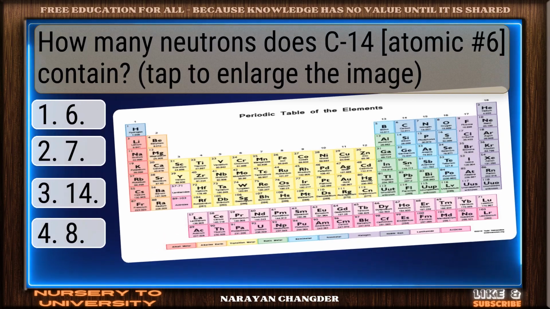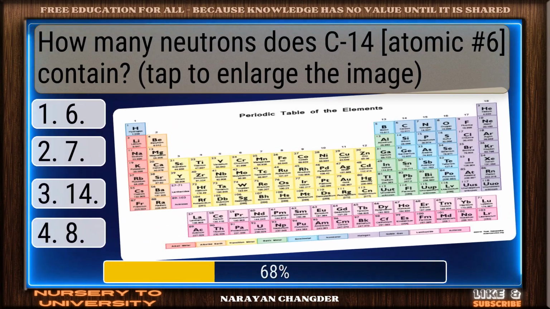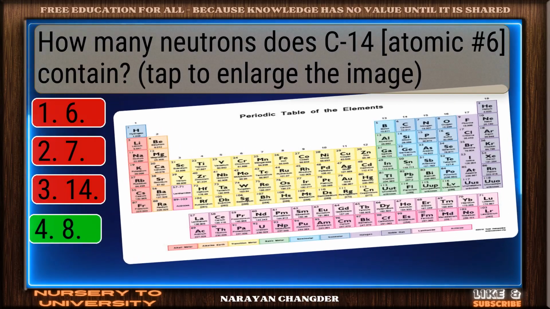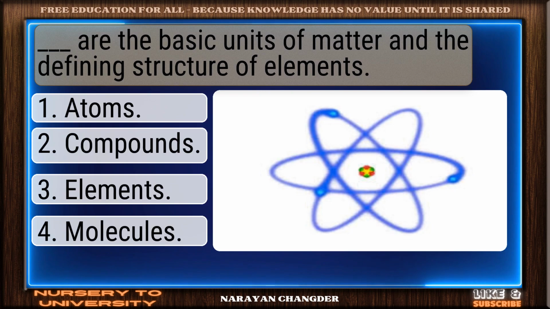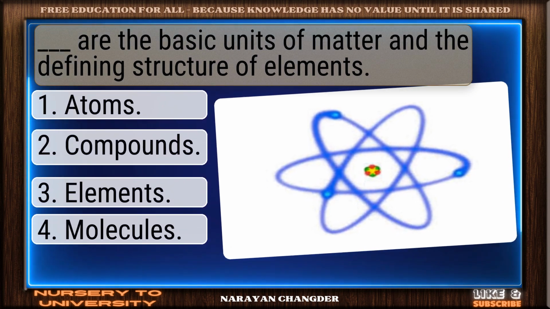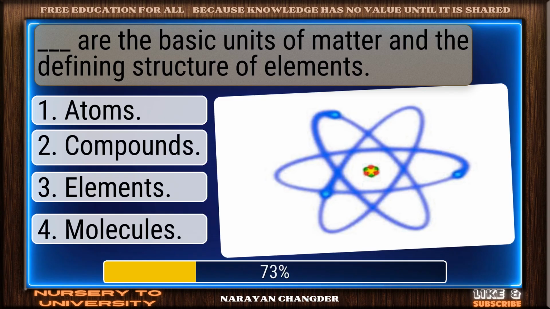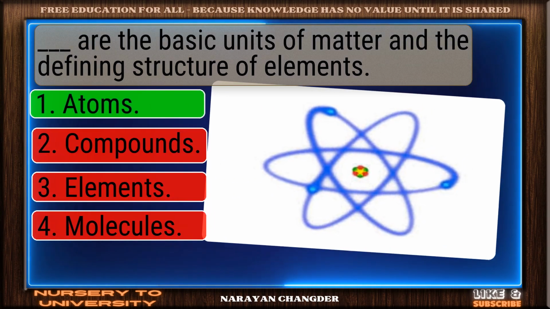Question number 10. How many neutrons does C14 contain? Excellent. 8 is a brilliant choice. Question number 11. Dash are the basic units of matter and the defining structure of elements. Valid point. Atoms is true.